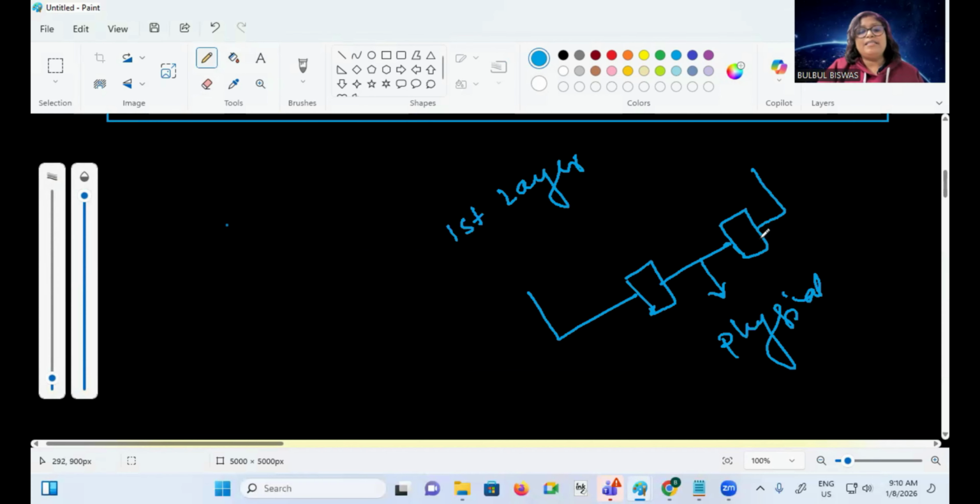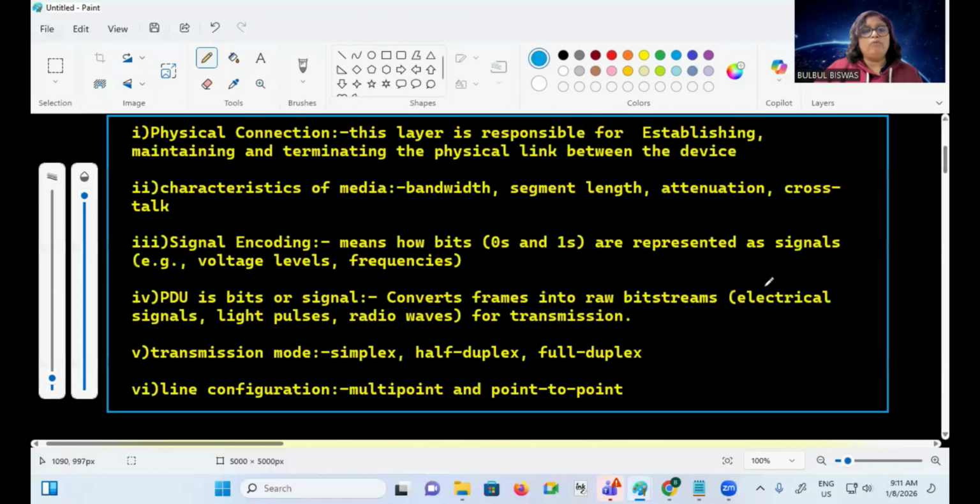The physical layer receives the data from the data link layer. This is the data link layer, and this is the physical layer, which does not need any header. Why? Because devices are directly connected through this physical layer. At the receiving end, the physical layer receives the data through the physical connectivity and then transfers the data to the data link layer. So this is a very important layer.